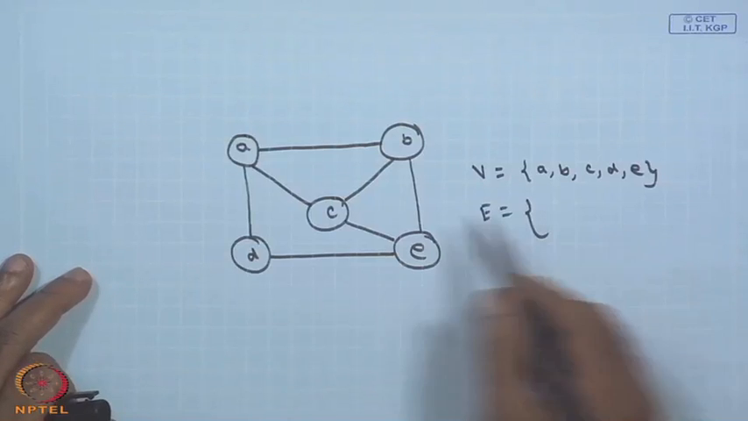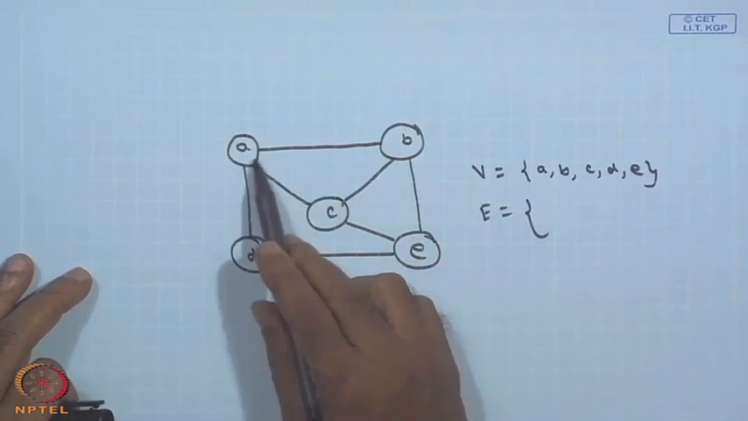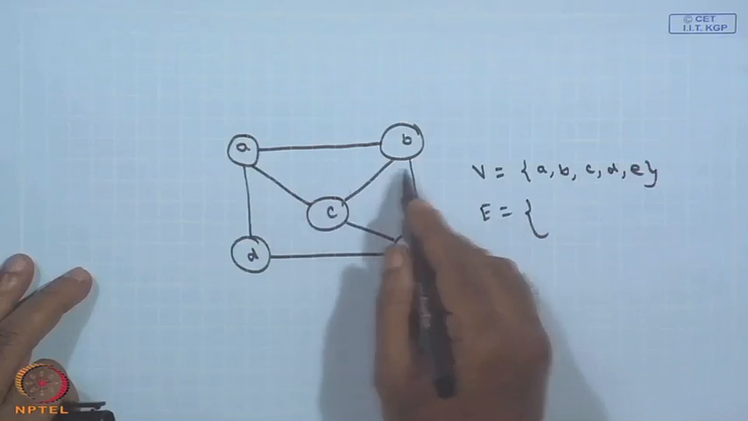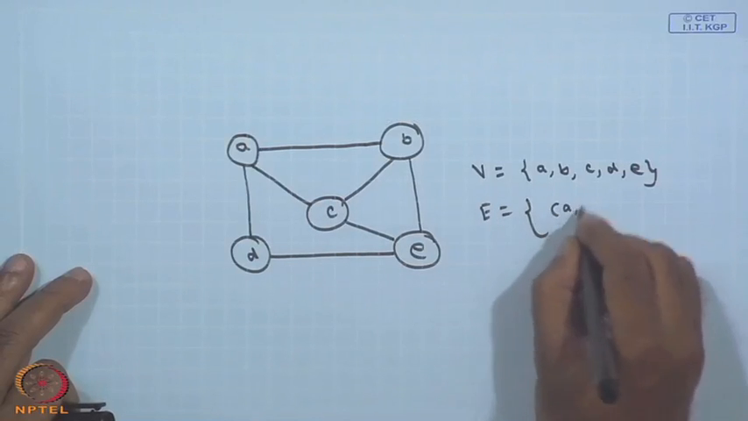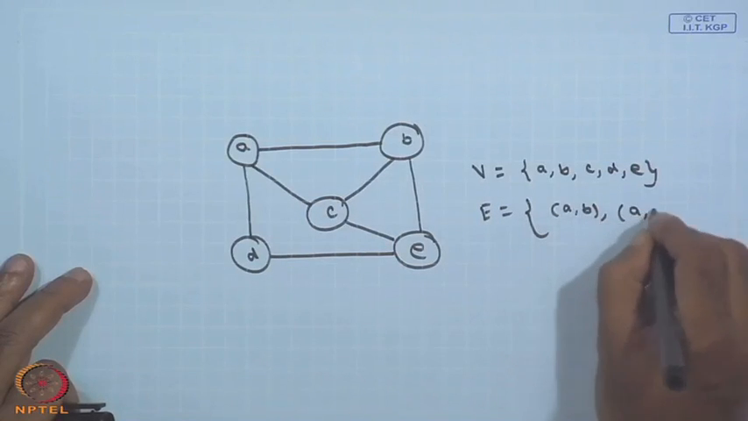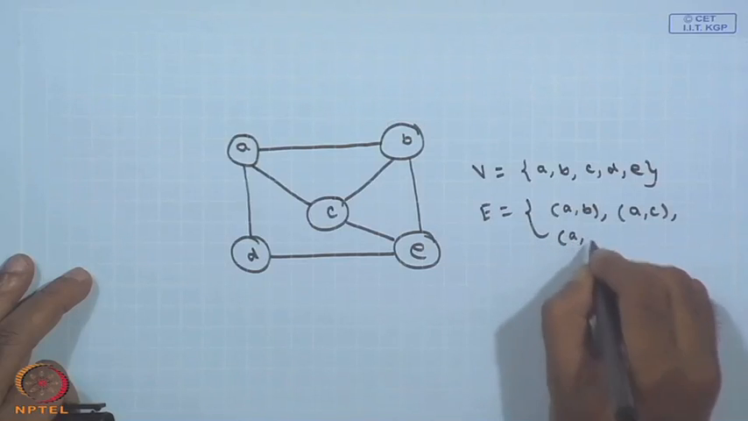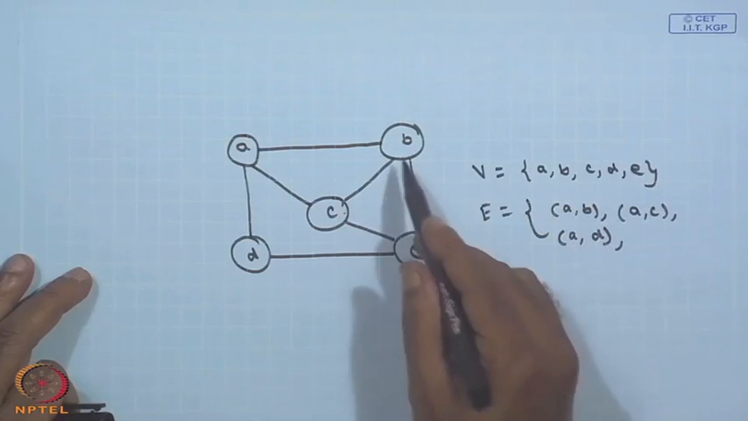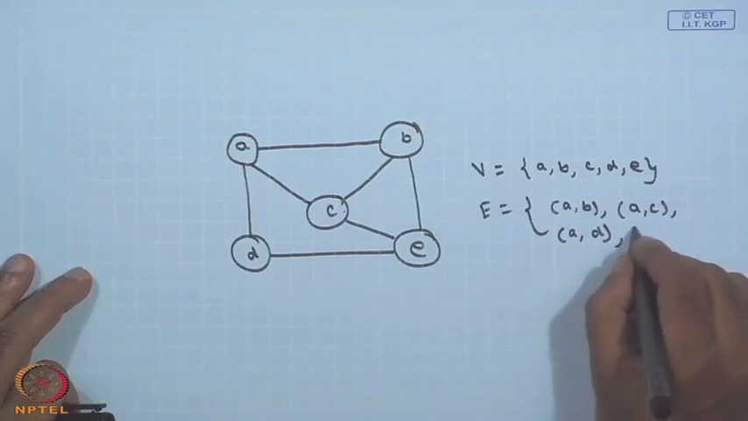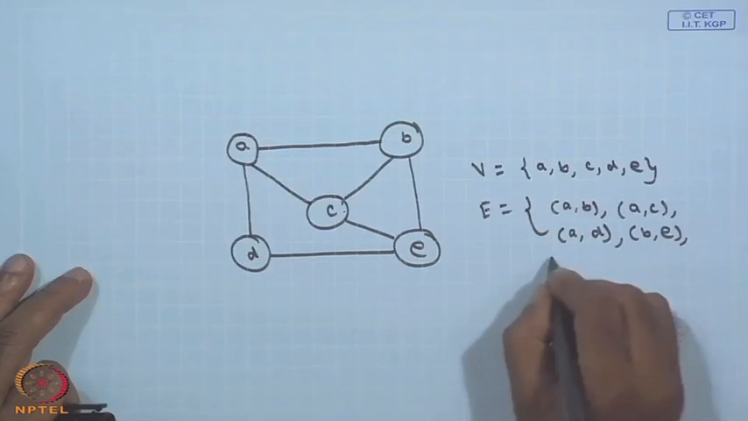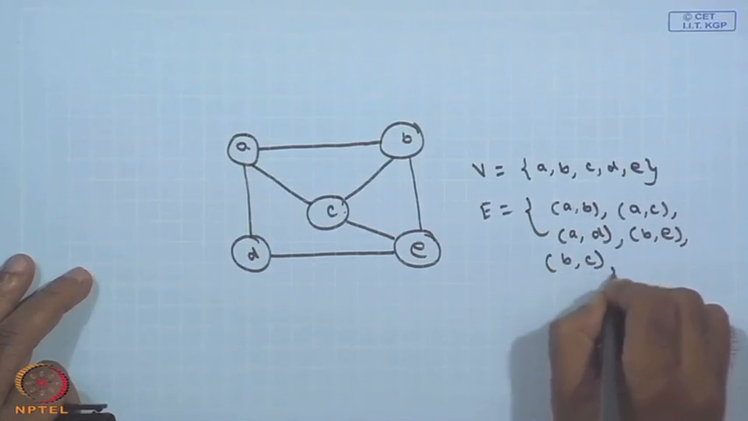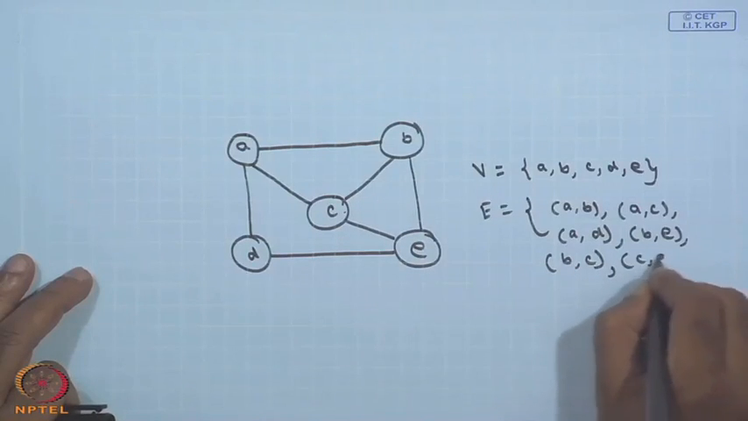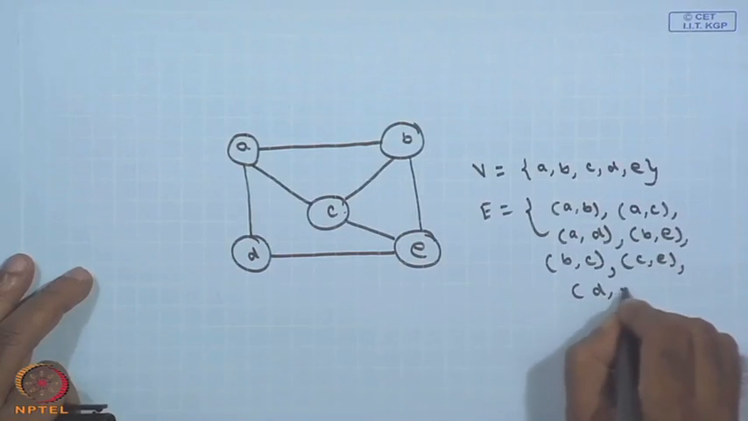The edges will be the pairs. From the figure, one pair is A B, another pair is A C, another pair is A D. This is one side. After that, from B you can write B C and B E. From C it is C E, and the other one is D E.